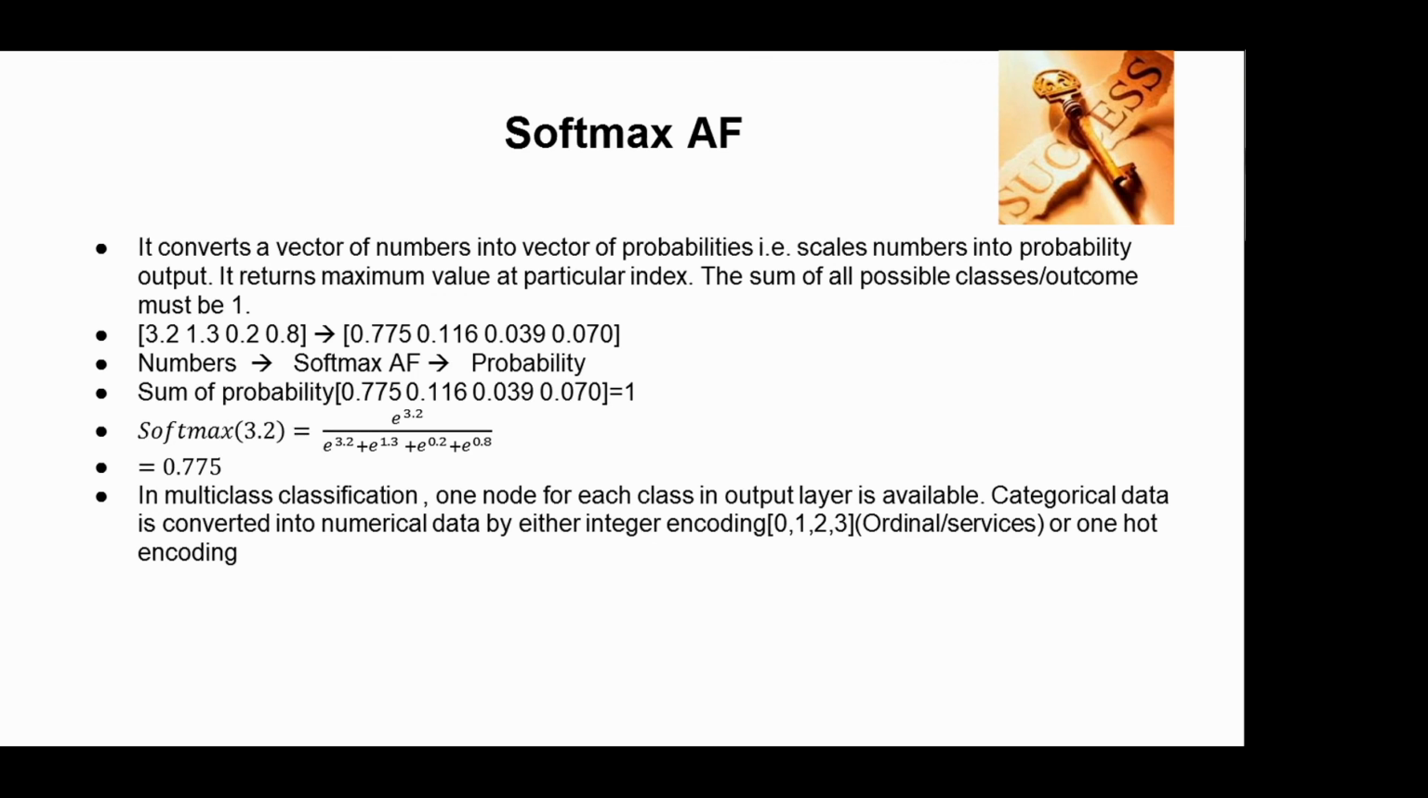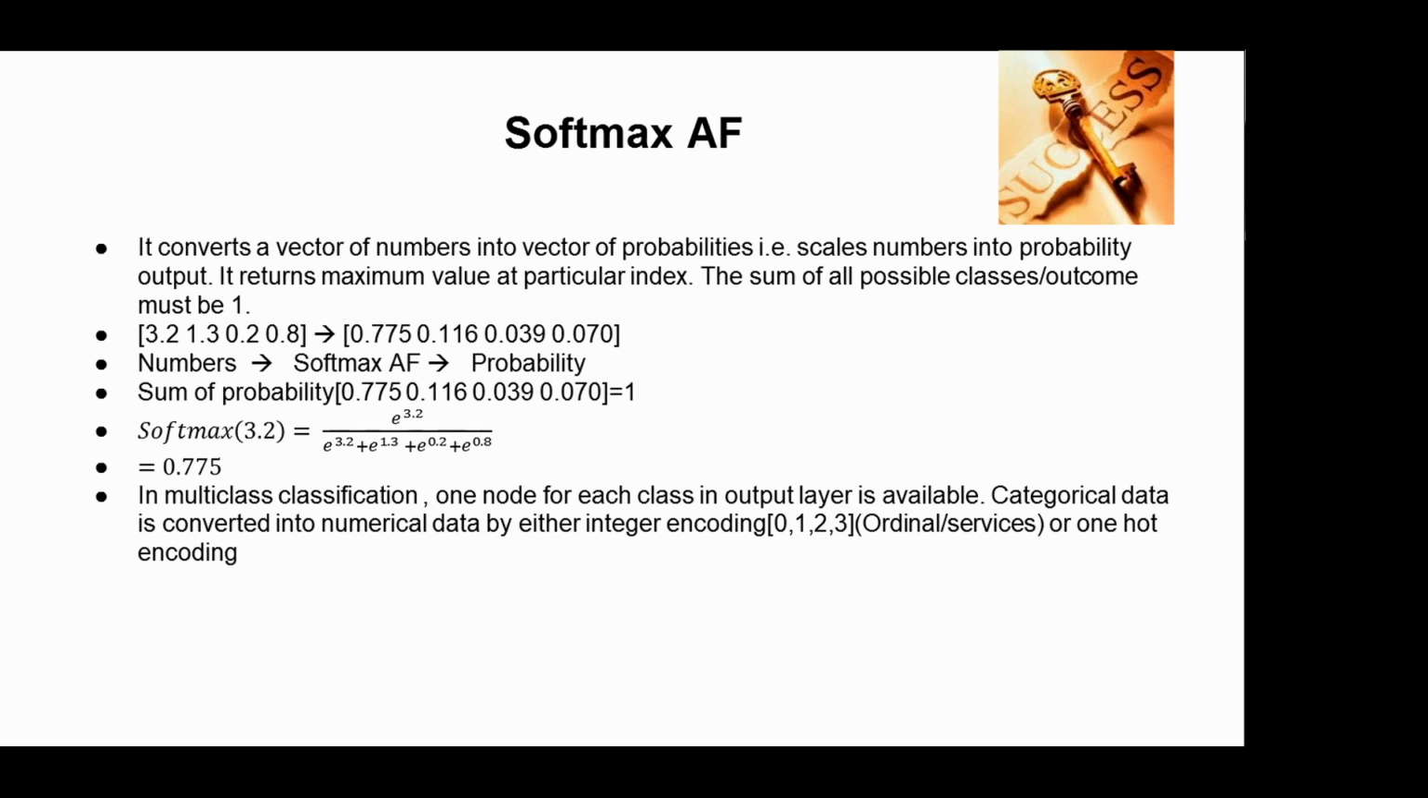Okay. So how have you converted it? What is the internal process behind it? You have applied the softmax activation function on this 3.2. So what is the mathematics? e to the power 3.2 divided by all the class terms: e to the power 3.2 plus e to the power 1.3 plus e to the power 0.2 plus e to the power 0.8. Like that you have achieved the probability, and this 3.2 is converted into 0.775.